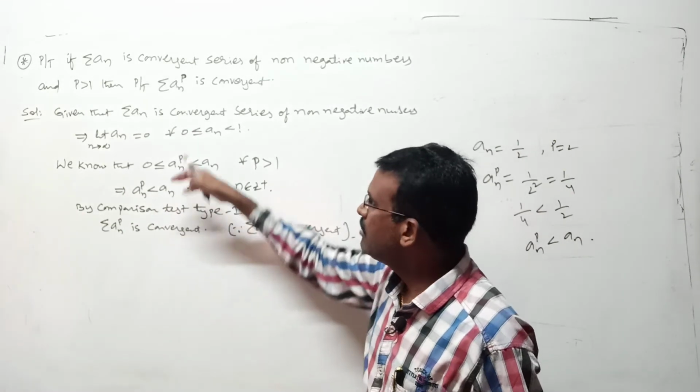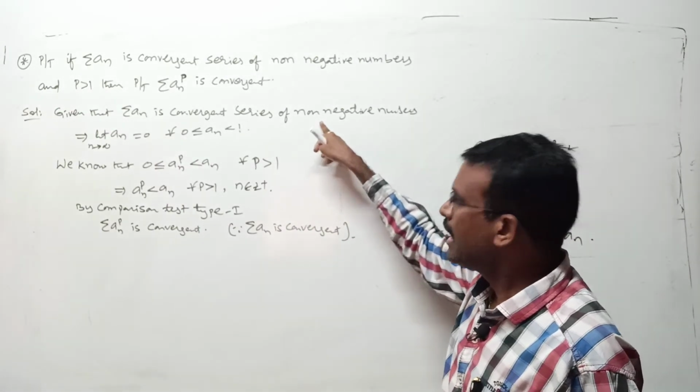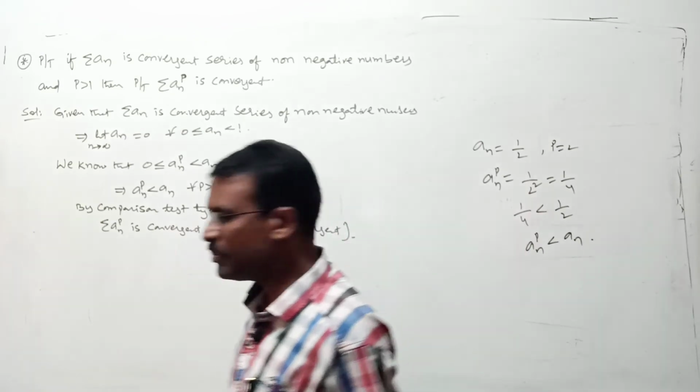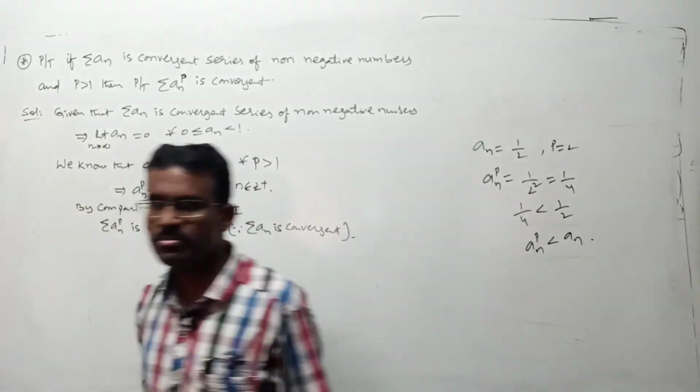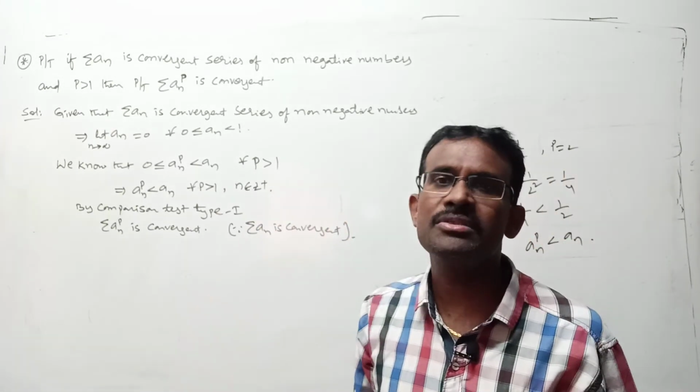That's all. Whenever sigma a_n is a convergent series of non-negative terms, and if p is greater than 1, then 100% sigma a_n^p is also convergent. This is one special problem. This is about your basic series.